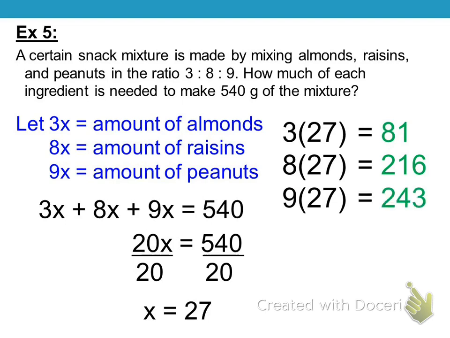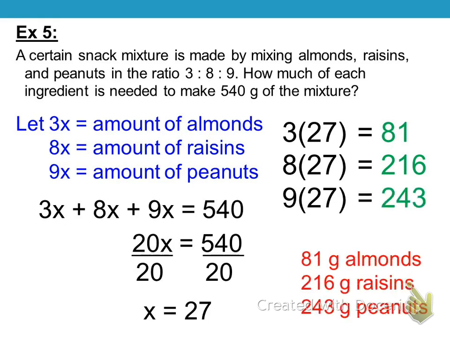So here are those numbers. You can verify in a calculator. So honestly, this works. If you wanted to make 540 gallons, you just need 81 gallons of almonds and 216 gallons of raisins and 243 gallons of peanuts. I think it's more realistic that these are grams. So we'll use 81 grams of almonds, 216 grams of raisins, 243 grams of peanuts.